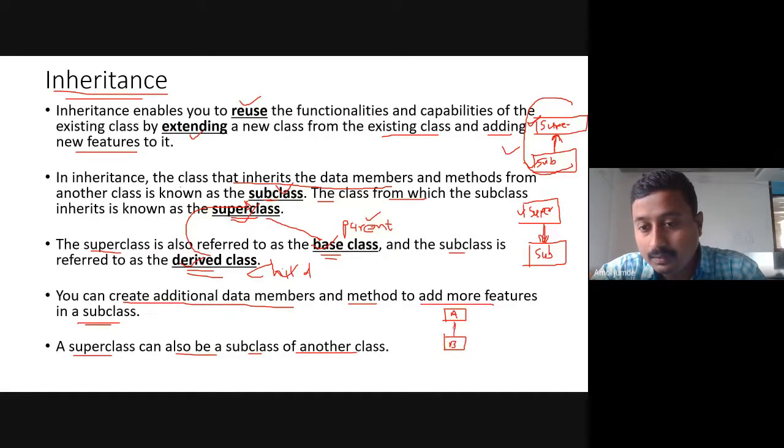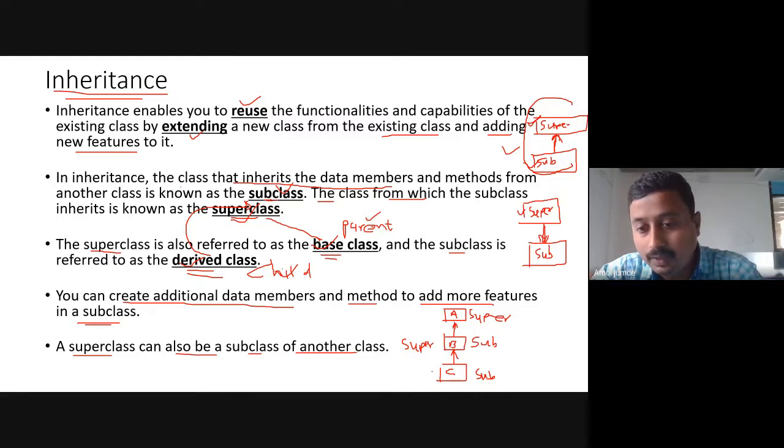Now what do you mean by this? Here, B is a subclass, and for this B, A is a superclass. Now we may have another class called C, which is again a subclass, but for C, B is a superclass.